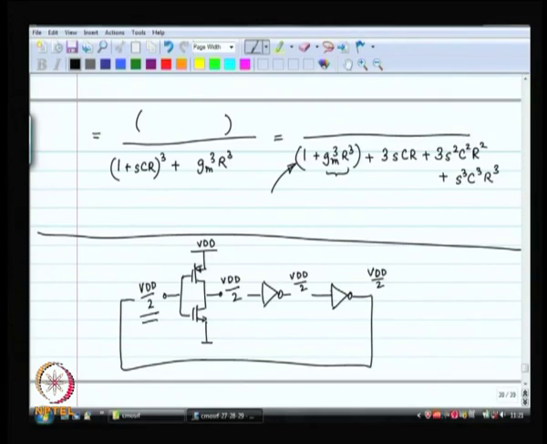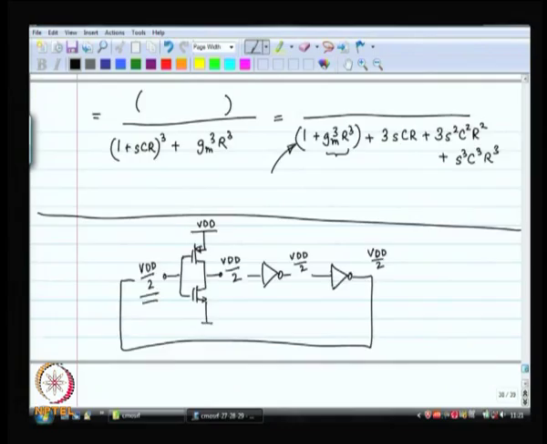All right. If GM times R is large, GM times R is a number like 20, right? So, keep that noted as part of this discussion.